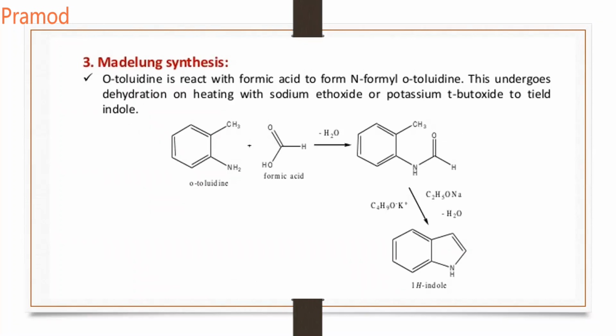Now let's go for the next, Madelung's synthesis. What is this? In this case, you take an ortho-toluidine. So what is ortho-toluidine? It has an amino group.